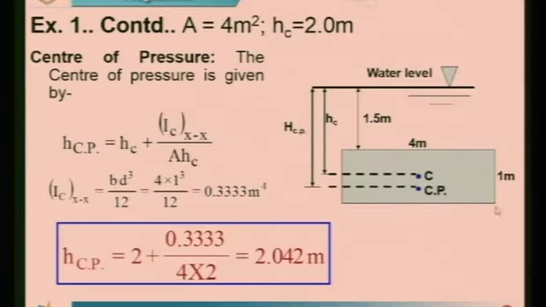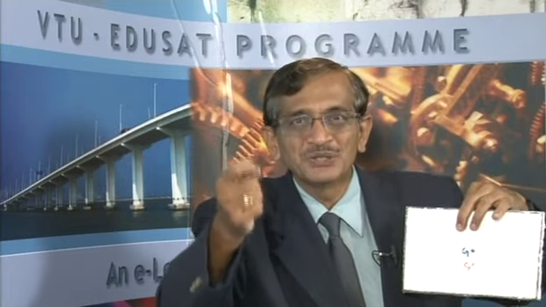I need not tell, 4 into 1 meter, which is there in the diagram also, 4 into 1 meter, the answer is 4 here, and HC is again 2. So if you calculate, you can see if the centroid is at 2 meter, the center of pressure is 2.042. Can you imagine? It's very near.